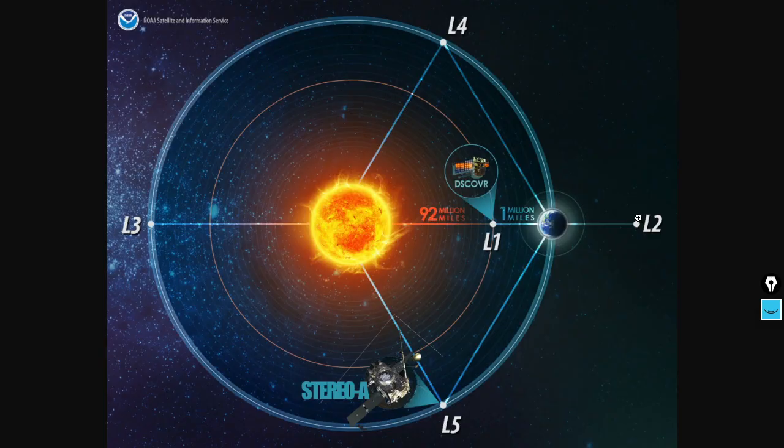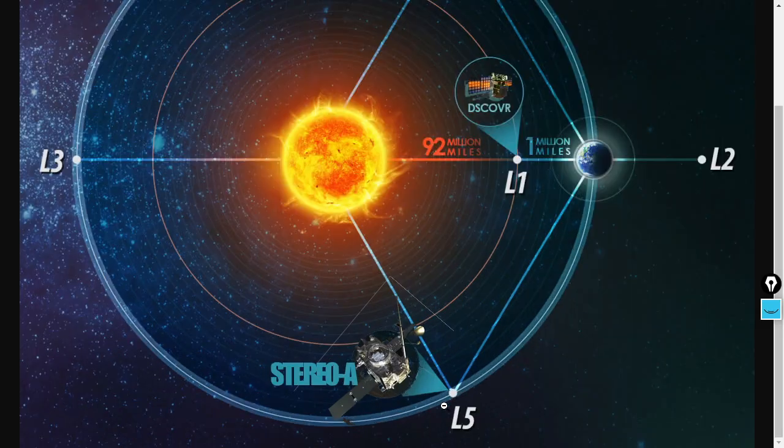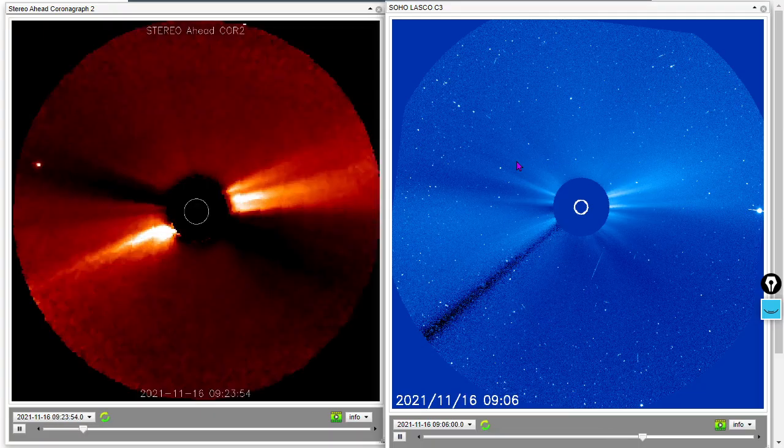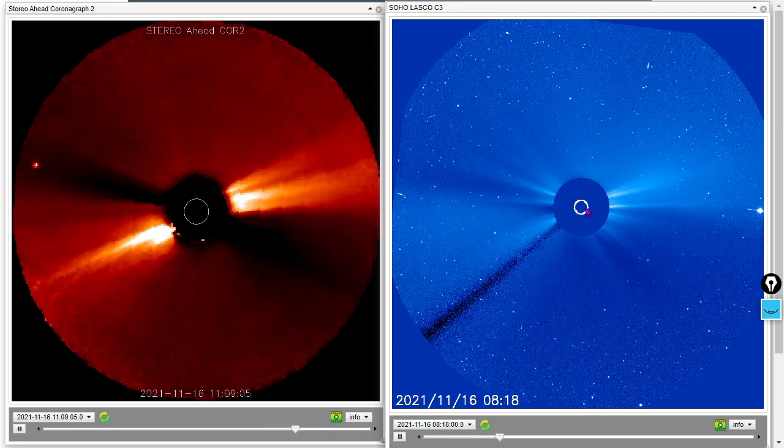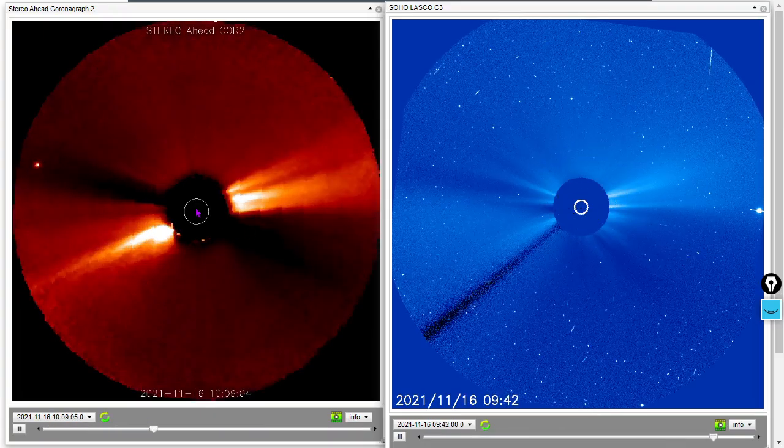That's in-the-sky.org. And let's take a look at a couple of coronagraphs. One at STEREO A, located at Lagrange point 5, which puts Earth off to your right. The other at the LASCO C3, located at Lagrange point 1. LASCO C3 on your right, STEREO A on your left.